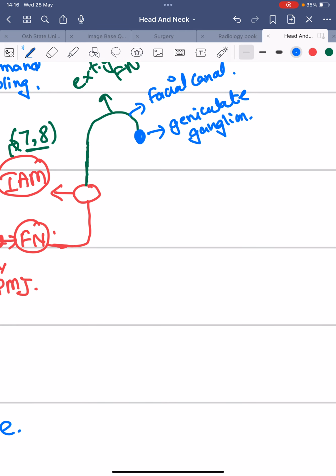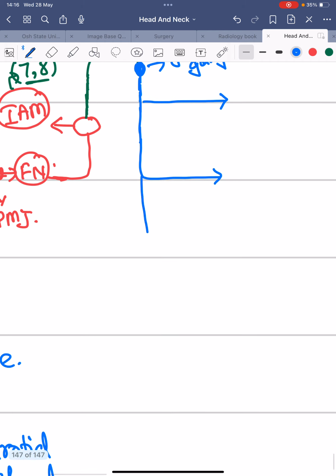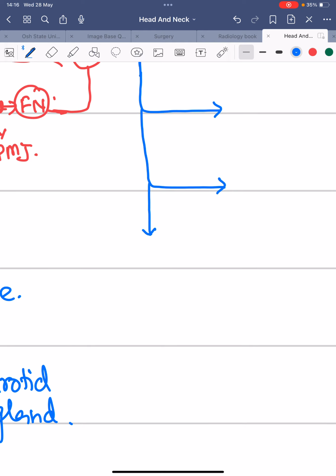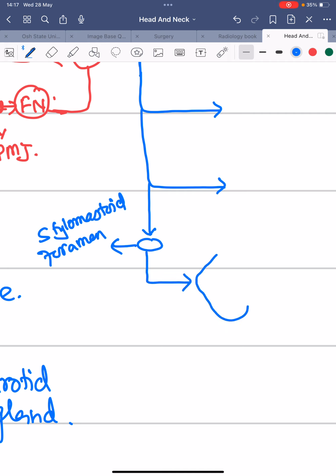Okay. After the geniculate ganglion, see here. Now the nerve fibers are going like this. And now it is going to give here one branch. One branch. Second branch. Third branch. And now it is exiting the stylomastoid foramen. So this is your what? Stylomastoid foramen. And as it is exiting the stylomastoid foramen, here there will be presence of what?